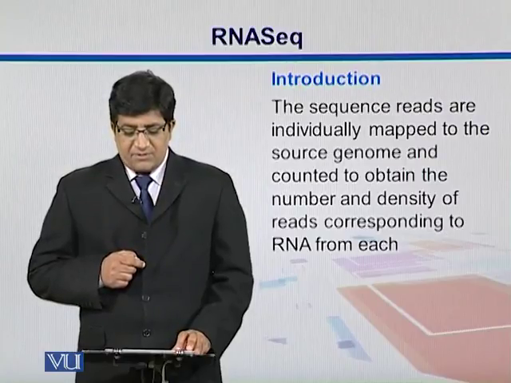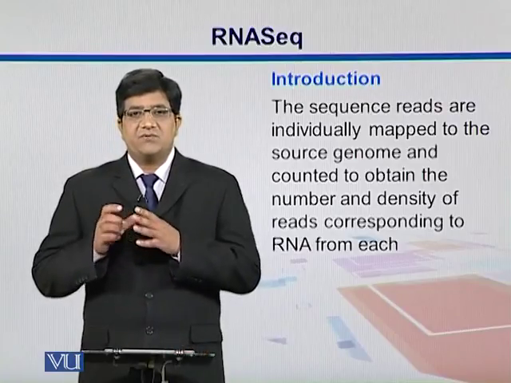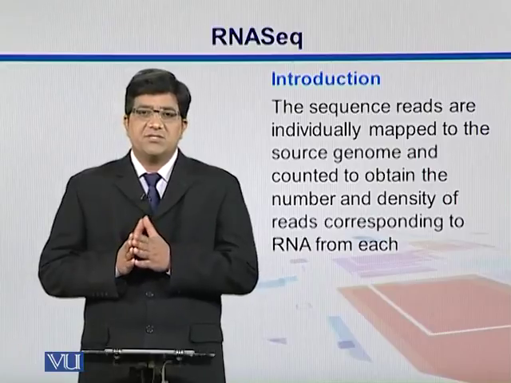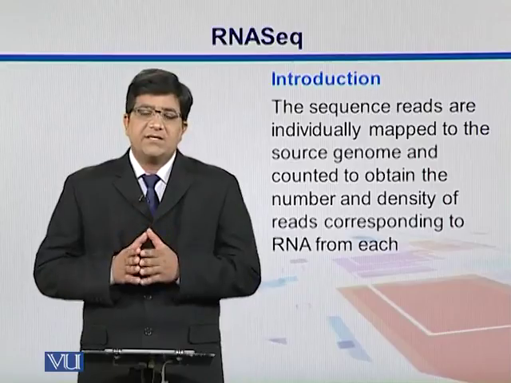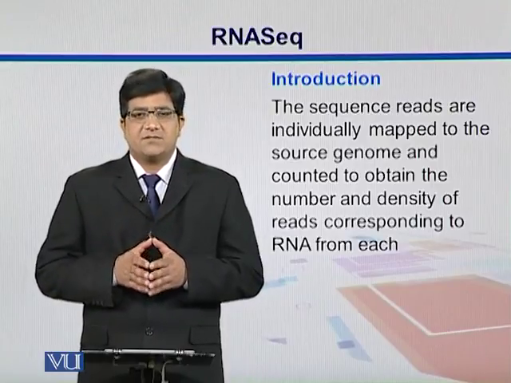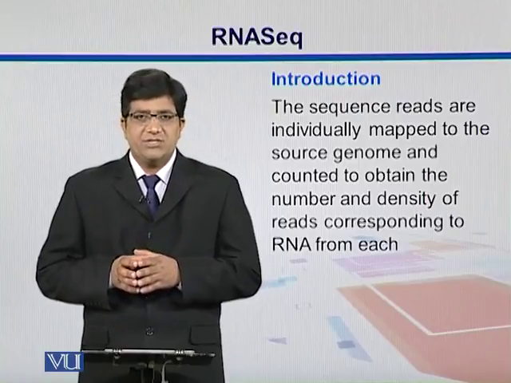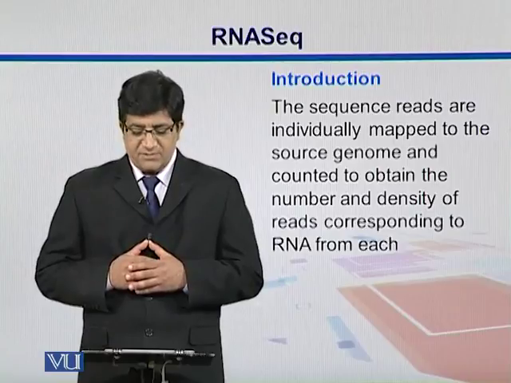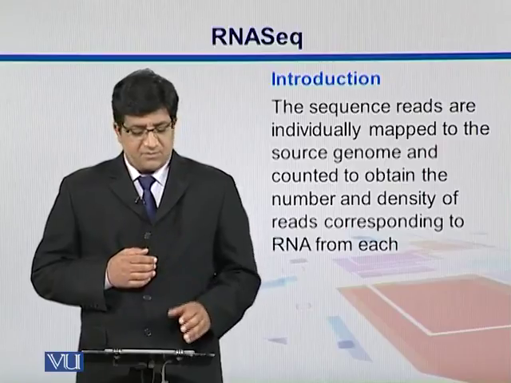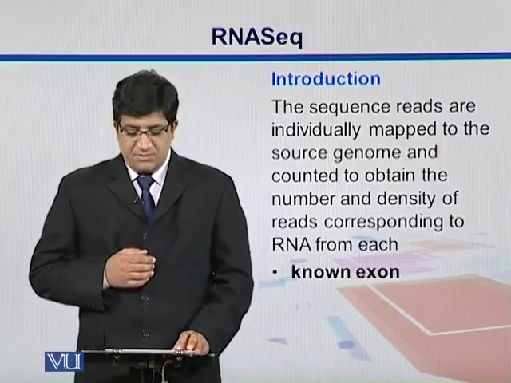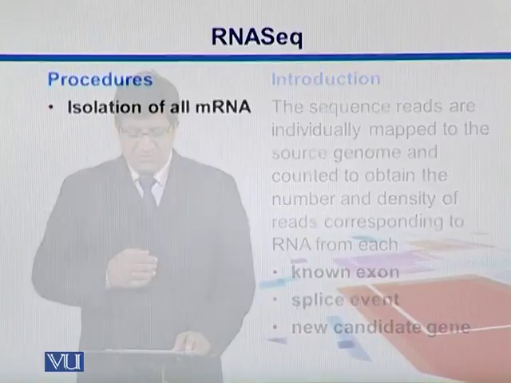The sequence reads are individually mapped to the source genome and then they are counted. So we take those sequence reads from the next generation sequence machines, we take the messenger RNA, we convert it into cDNA, and then this cDNA is aligned to our reference transcriptome, and then we count how many reads hit each gene. So that is their relative abundance. And we then get this density of reads corresponding to RNA from each known exon and splice event. We can capture new candidate genes.